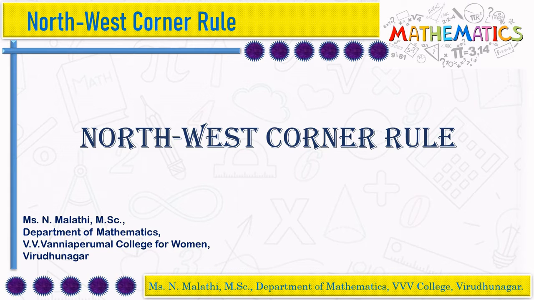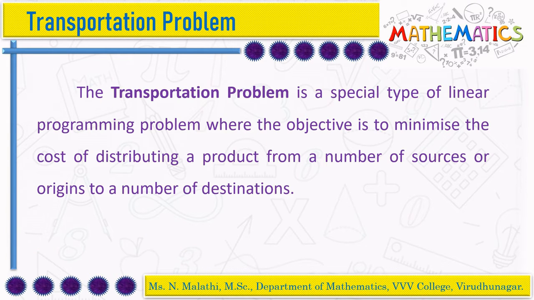In this video, we are going to see about the Northwest Corner Rule. Northwest Corner Rule is one of the methods to find the initial basic feasible solution of a transportation problem. We all know that the transportation problem is a special type of LPP where the objective is to minimize the cost of distributing a product from a number of sources to a number of destinations.